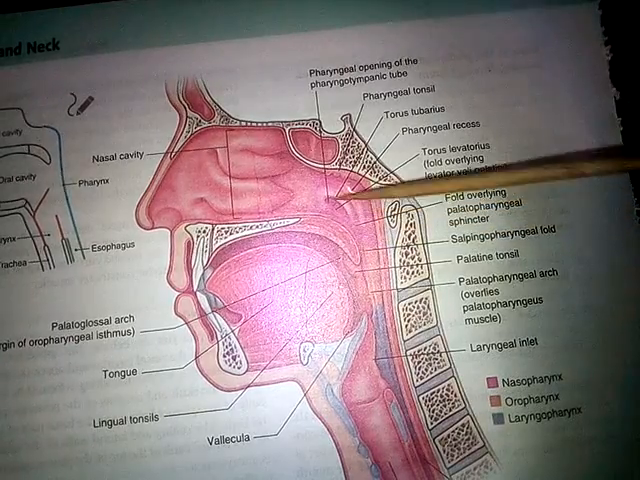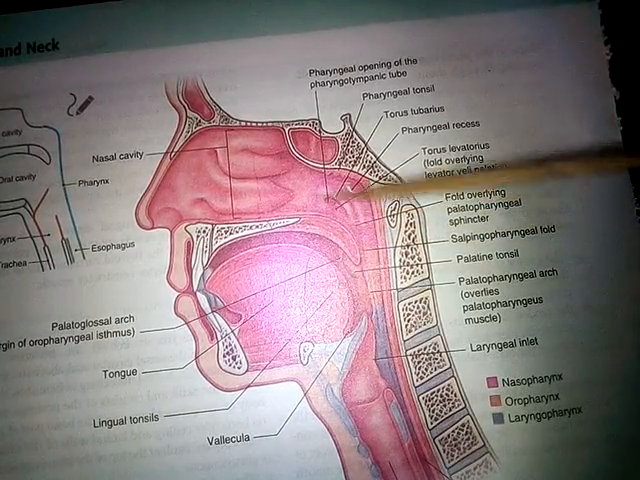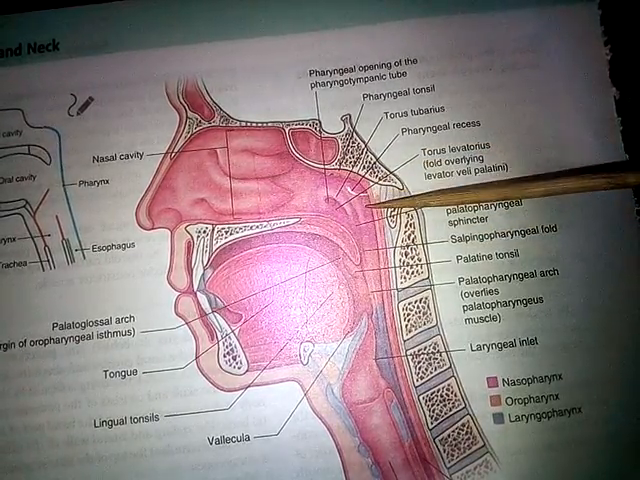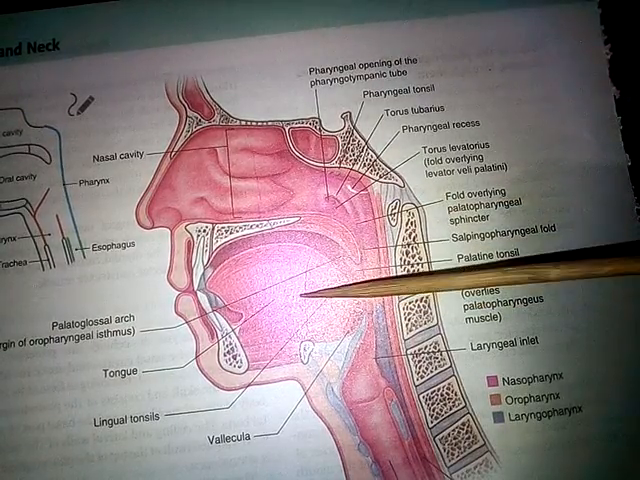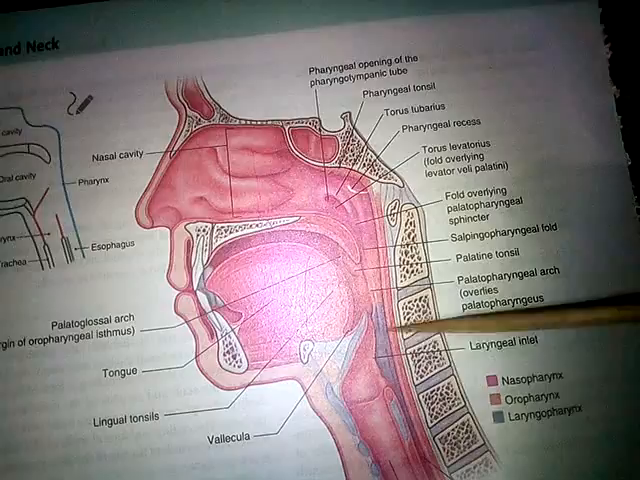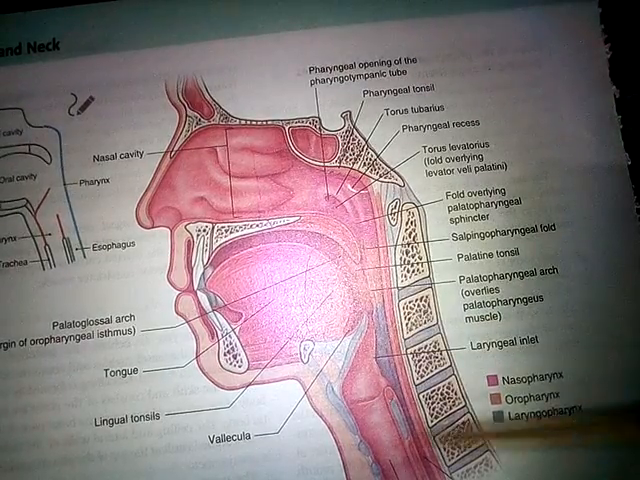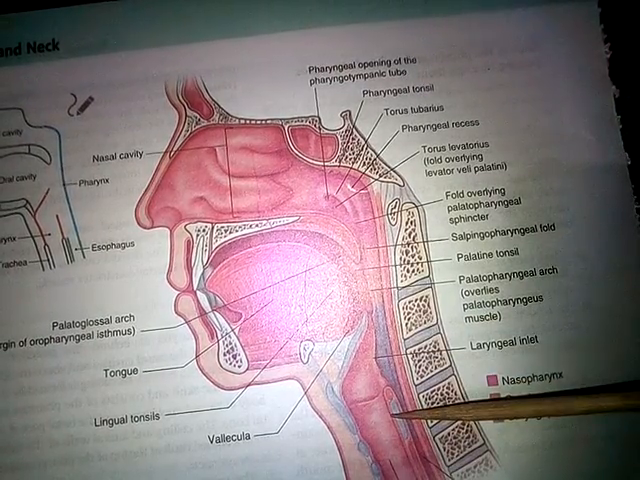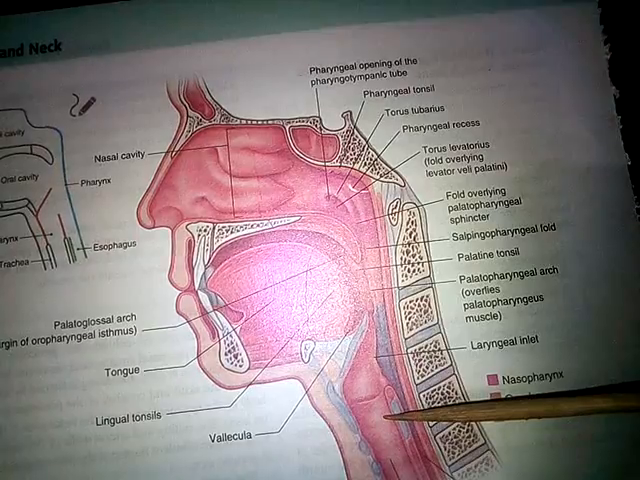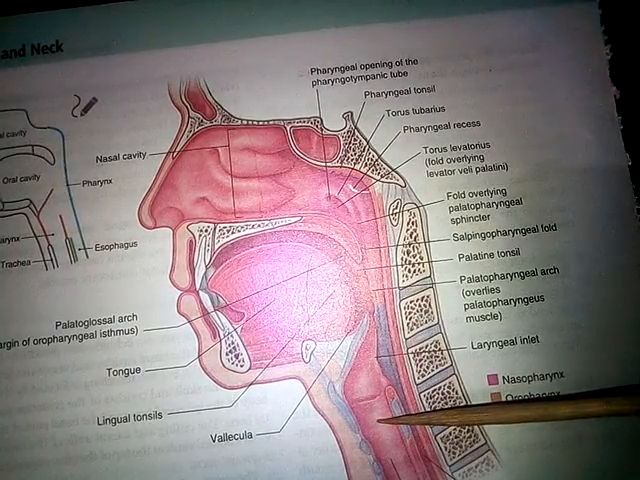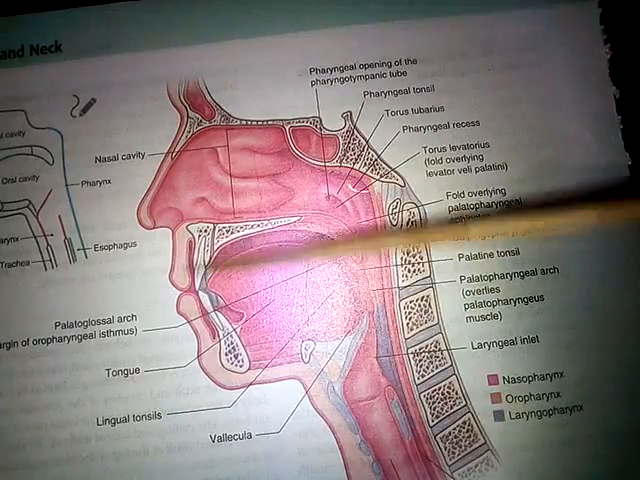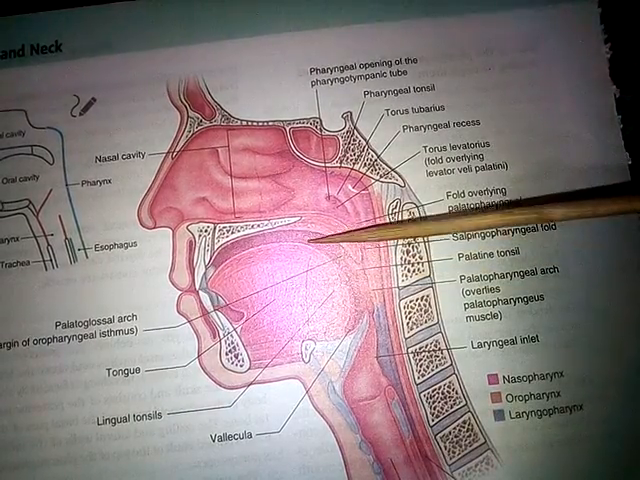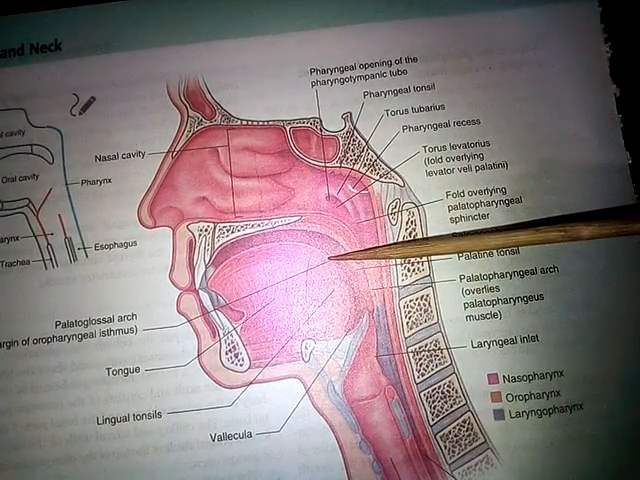The three parts of the pharynx are nasopharynx, which is behind the nasal cavity, oropharynx behind the oral cavity, and laryngopharynx behind the larynx. So it is clearly mentioned that the oral cavity has two parts, the vestibule and the oral cavity proper.